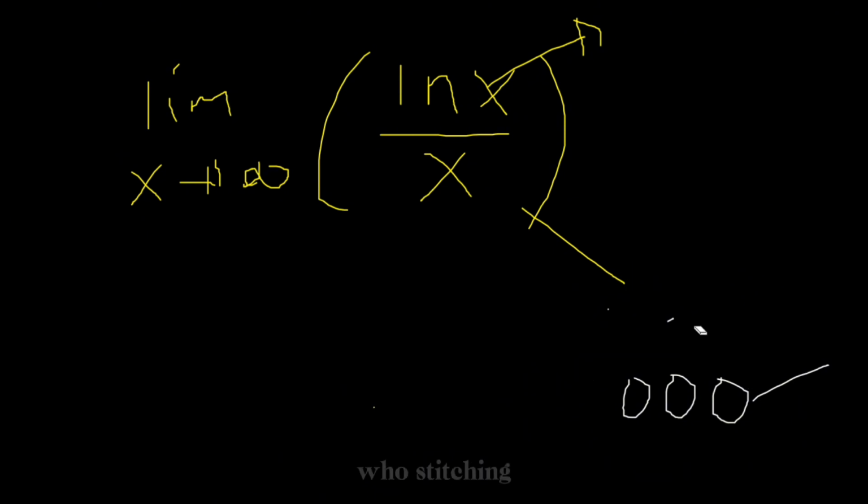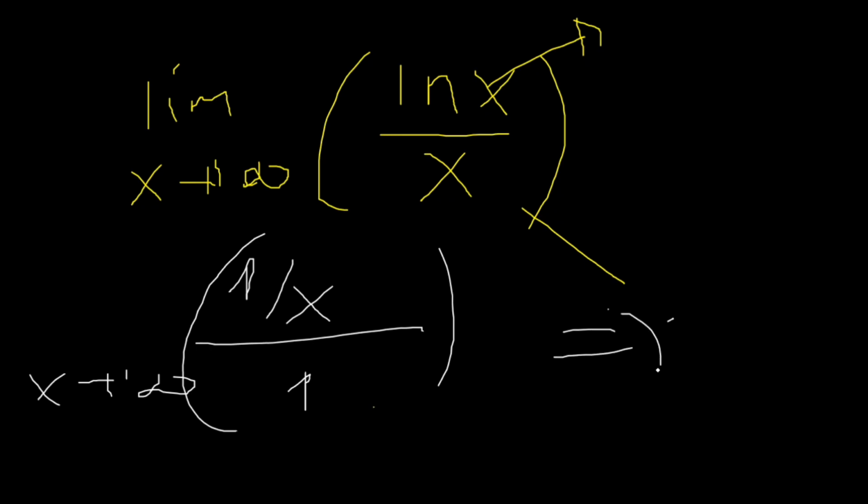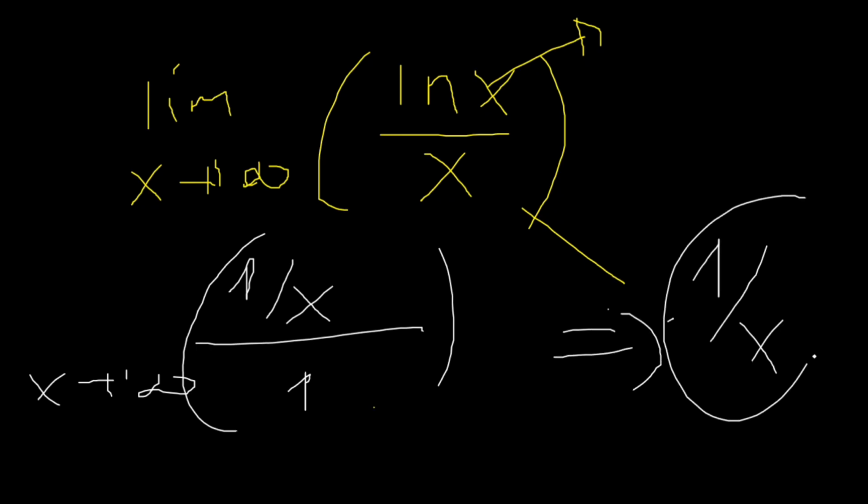What is L'Hopital's rule teaching? We differentiate the numerator and the denominator. If you differentiate ln x, you have 1 over x, and if you differentiate x, you have 1. Therefore, our limit as x tends to infinity will be 1 over x, and automatically 1 over x as x tends to infinity is equal to 0. That is the final answer to this.